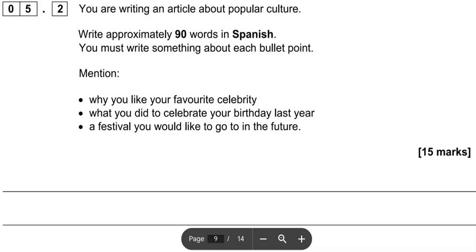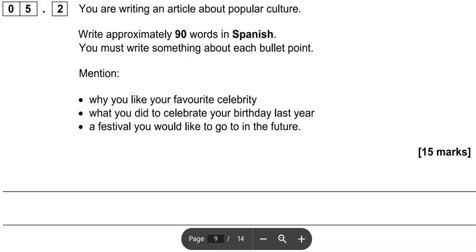So I would suggest you do a vague plan about what sort of things you're going to include, and you need to write approximately 90 words. So I wouldn't go too far over 90 words, but definitely don't go too far under. Don't write too much because you are more likely to make mistakes then. And then don't go obviously too far under because there won't be enough content to mark.